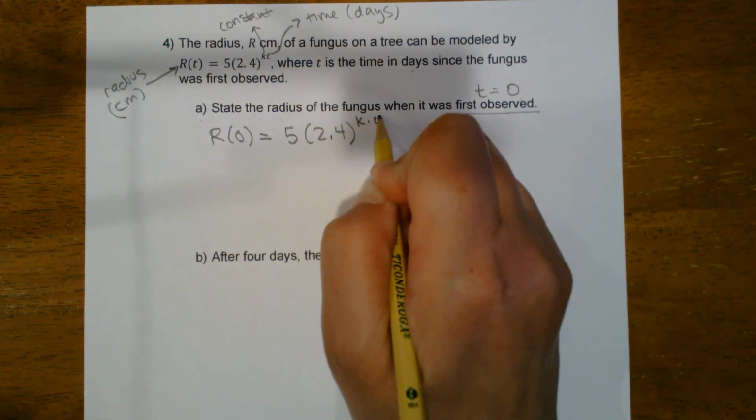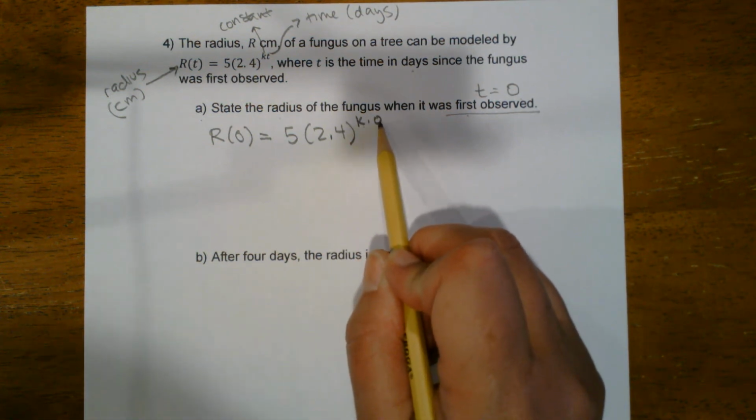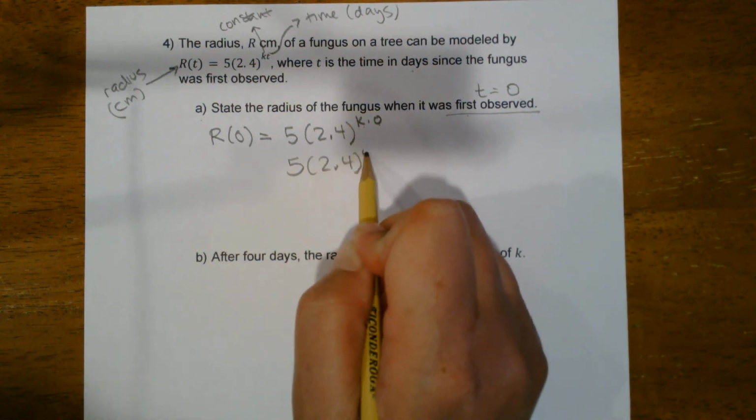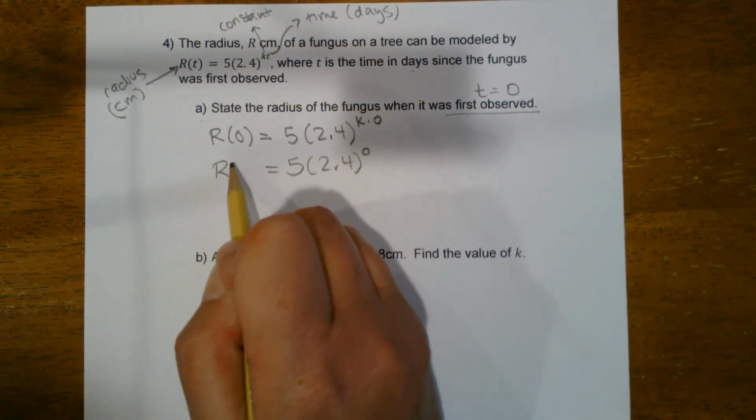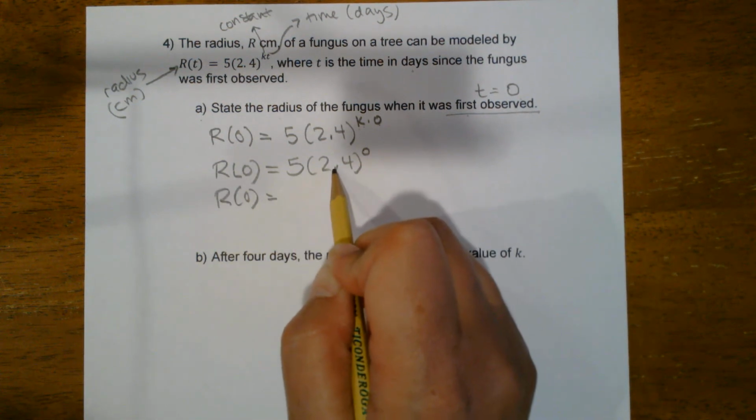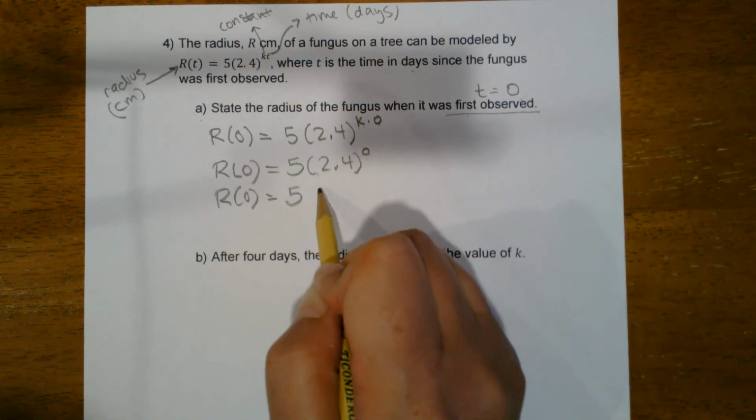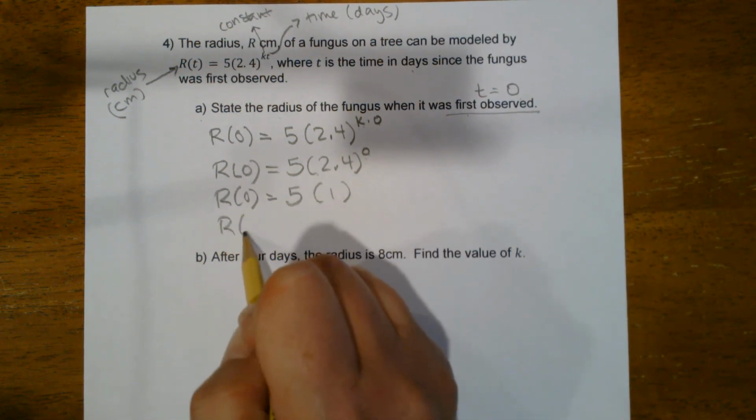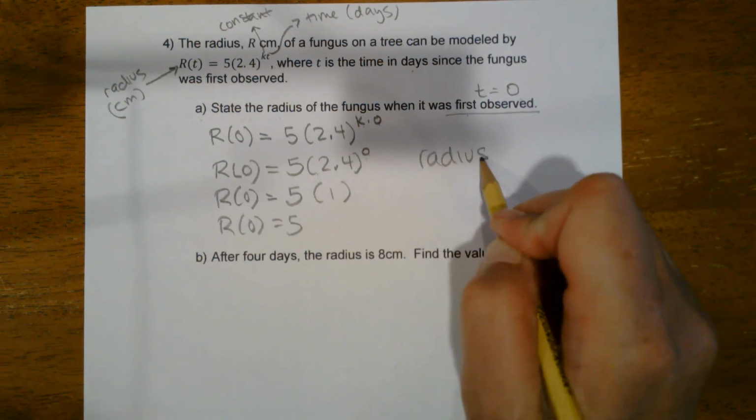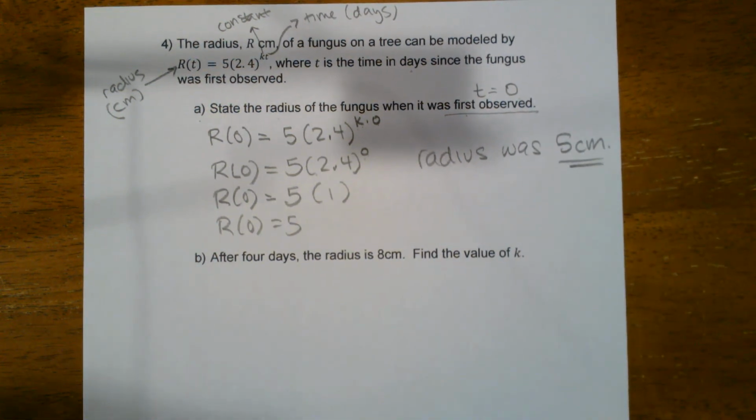K times 0. And we don't even need to know what the K is because 0 times K, you got it, is going to be 0. So it's okay that we don't know K. Okay, so r of 0 equals 5 times 2.4 to the 0 power. Remember, we do powers first. 2.4 to the 0 power, you got it, is 1. So r of 0 equals 5. So radius was 5 centimeters. Don't forget to put those units on.